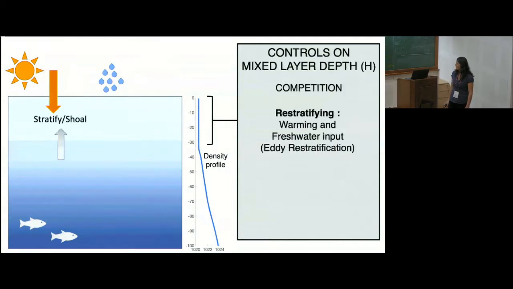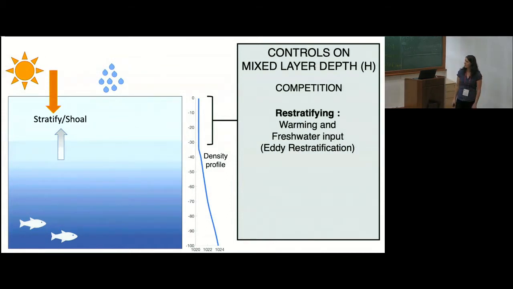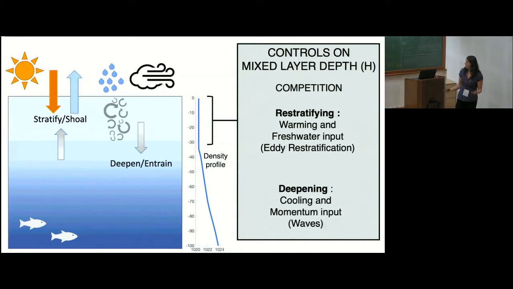All right, so what controls mixed layer depth? Like I said, it's a competition between the stratifying effects of buoyancy input due to warming and freshwater fluxes, which make the water lighter and inhibit mixing, and the deepening effects due to surface cooling and momentum input from the surface winds. This acts to entrain deeper waters and enhance turbulence.